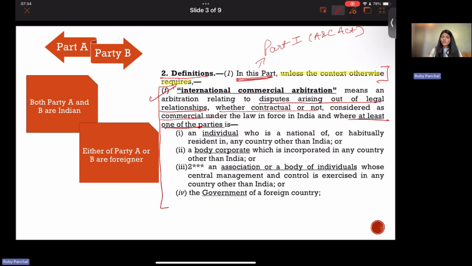one, an individual who is national of or habitually resident in any country other than India, or a body corporate which is incorporated in any country other than India, or an association or body of individuals whose central management or control is exercised in any country other than India, or the government of a foreign country. Now, one thing which is common in all of these 4 points is the international or the foreign element.